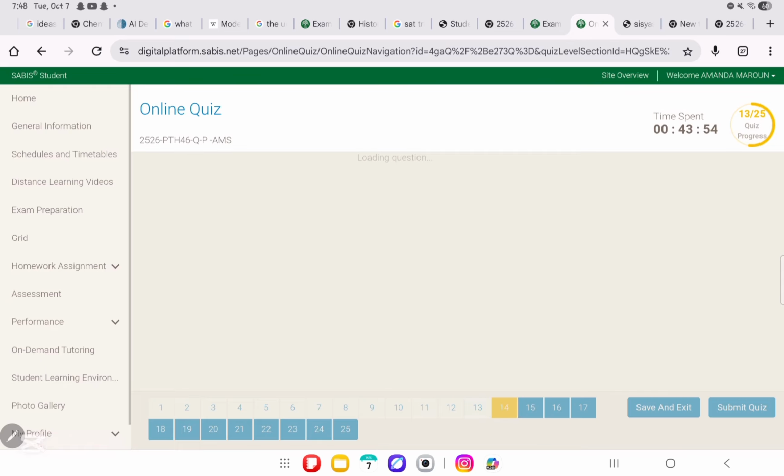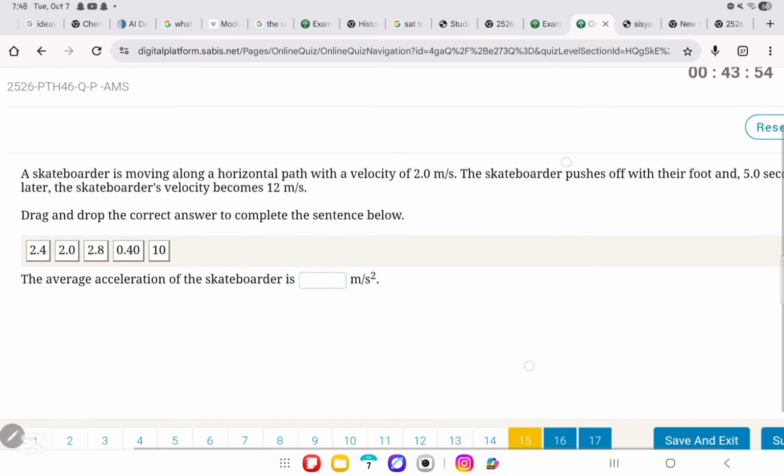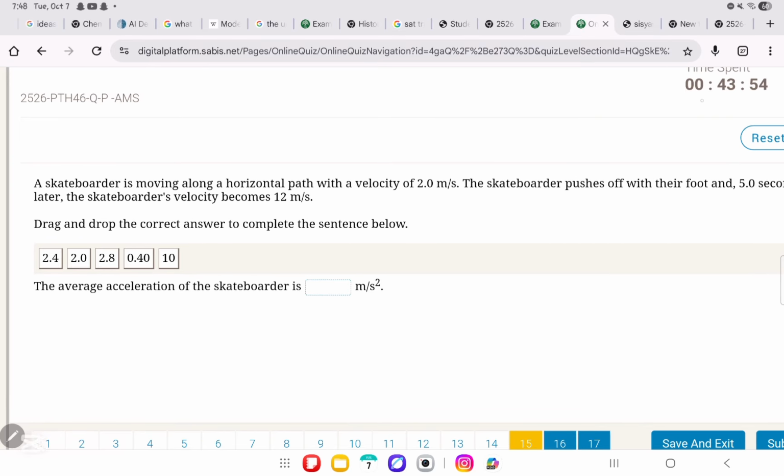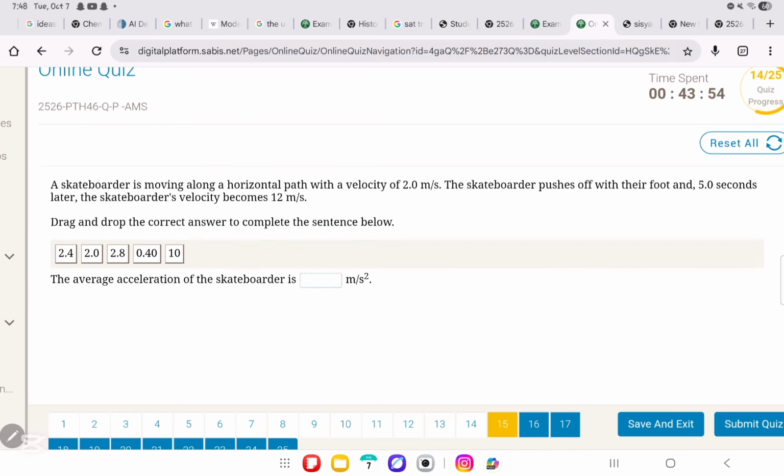Question number 15. Ooh, I like this question as well. It's very easy, and you're going to see as well, it's very easy. Let me just zoom out. A skateboarder is moving along a horizontal path with the velocity of this. That means this is V initial. The skateboarder pushes off with their foot, and 5 seconds later, the skateboarder's velocity became what? It became 12 meters per second.